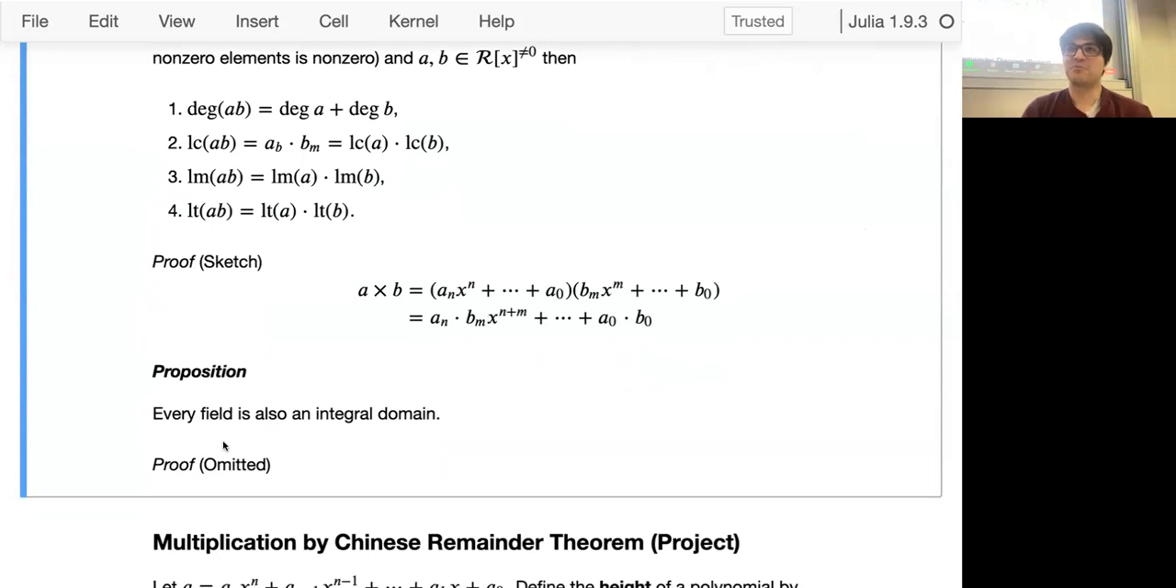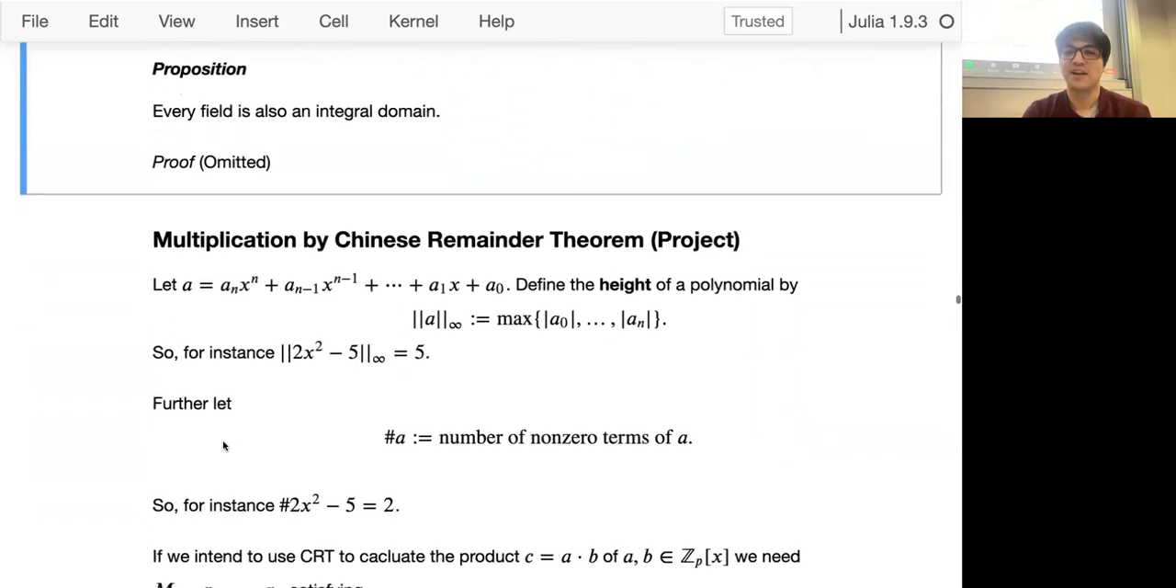This is a fun thing to prove. We're going to need it. Every field is also an integral domain. There are no zero divisors in fields except for zero, I guess. You should try proving that. It's a little bit fun.